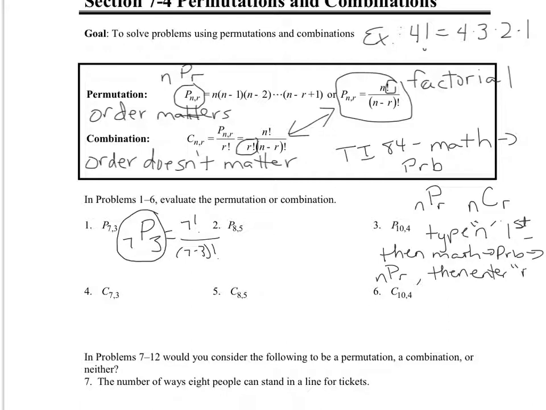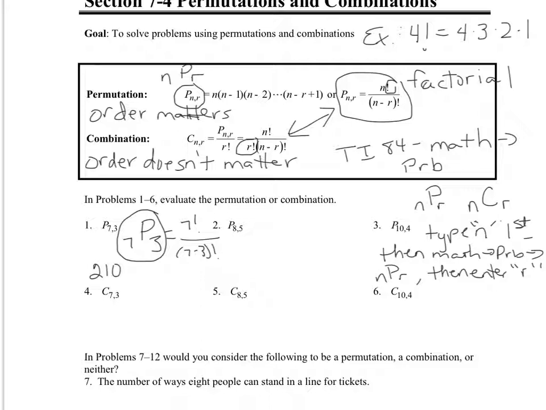Then enter whatever value R is. So in our case, you would type 7, go to the math button, arrow over to PRB, choose the one for permutations, and then you would put in the 3. And what you should end up with when this is all simplified would be 210.